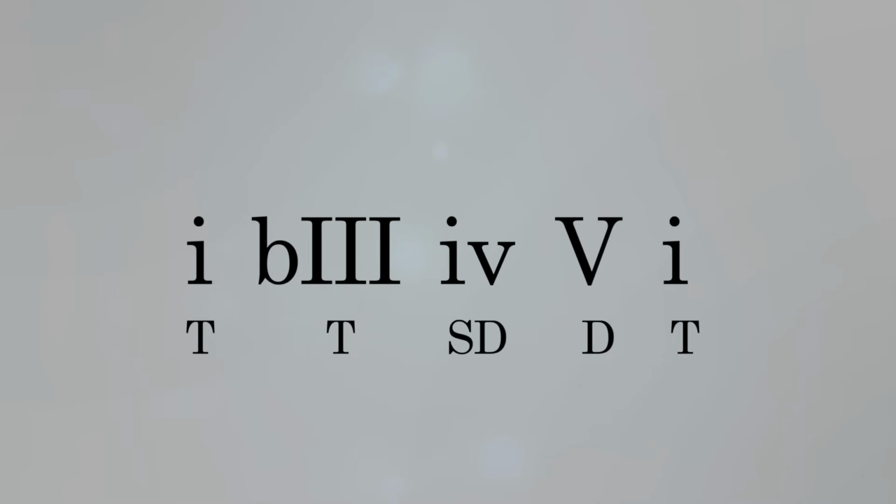Let's make a quick progression here. We'll go from the 1 to the 3, both tonic chords, and then let's do a subdominant. So we'll do the 4, and then we'll go to the 5 here, and then back to the 1. So give this a quick listen.